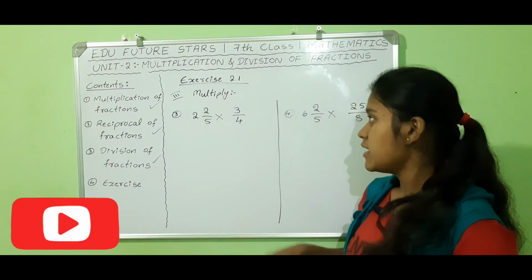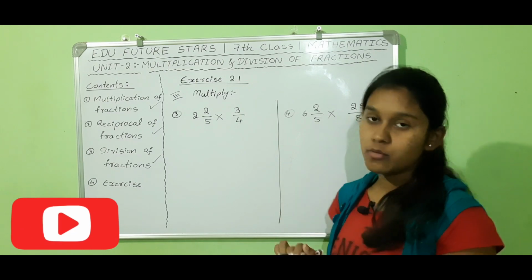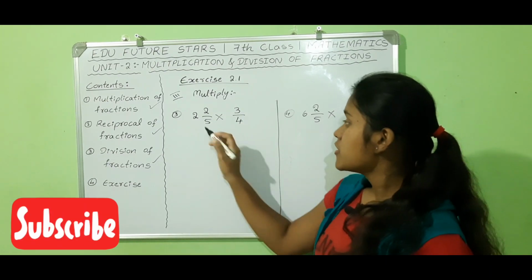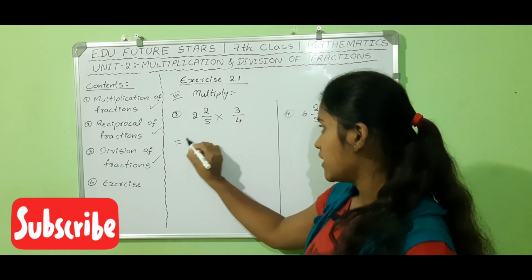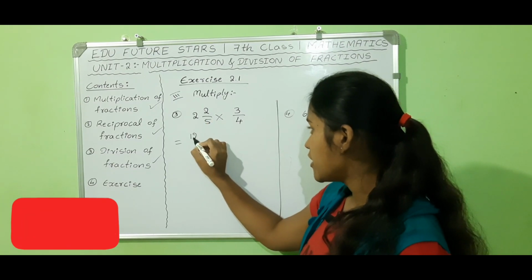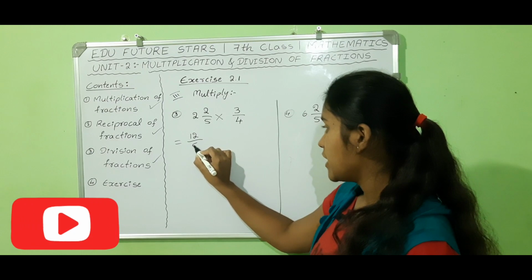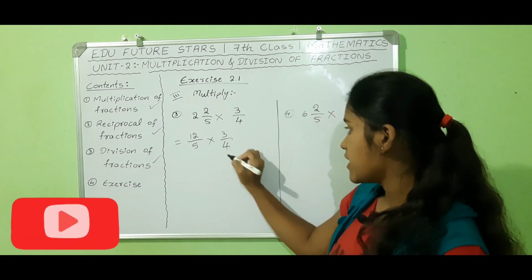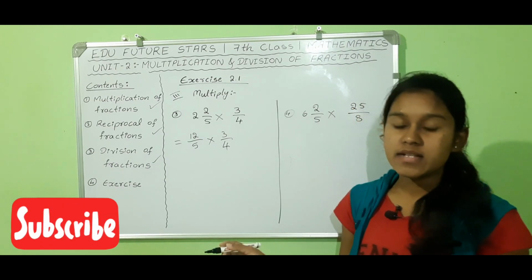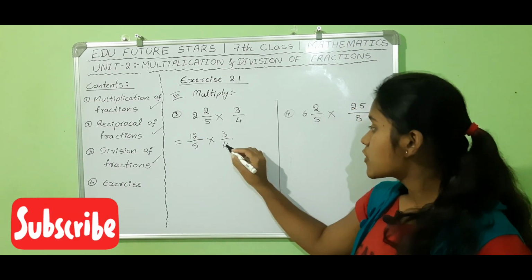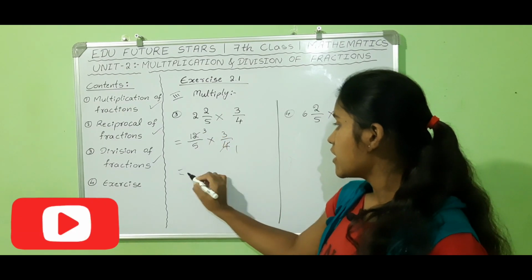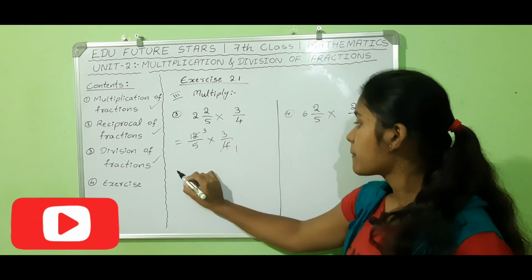2 2 by 5 into 3 by 4. Right? So let's convert this into an improper fraction now. So 5 2s are 10. 10 plus 2 is what? 12. In the denominator we have 5 as it is. And 3 by 4 also as it is. Right? Now we can cancel 12 and 4. Right? So 4 1s are 4. 4 3s are 12. Correct? Now let's multiply the remaining thing.